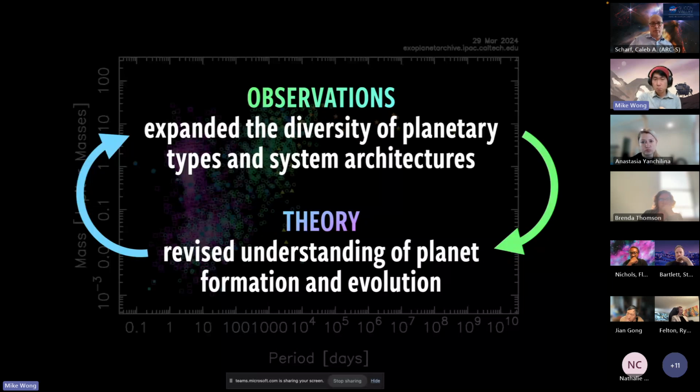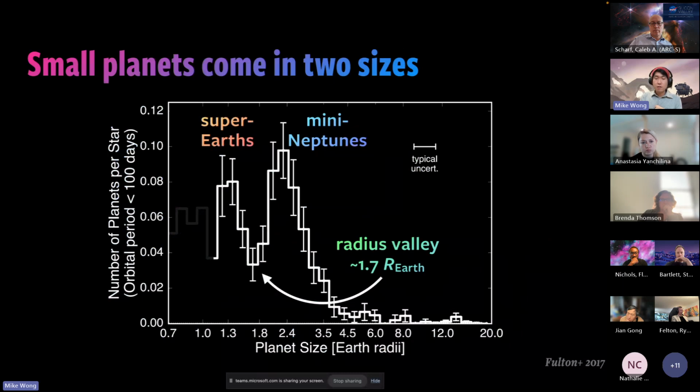As a prime example of this, let me tell you about the Radius Valley that was discovered in 2017, or well, it was proposed actually before this theoretically, and then showed to really exist in this paper by B.J. Fulton in 2017. Basically, it is a bimodal distribution in small planet sizes. So on this graph, you have the x-axis being the planet size in Earth radii, and the y-axis is the number of planets per star that have been discovered in that size bin.